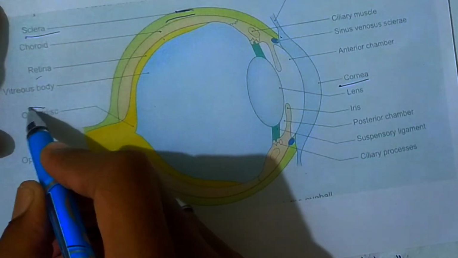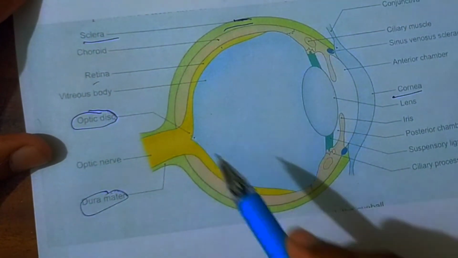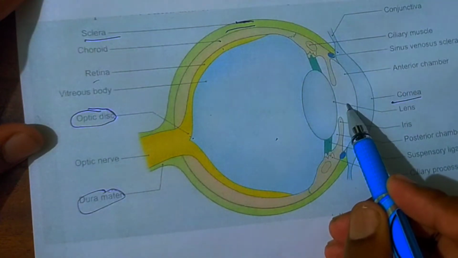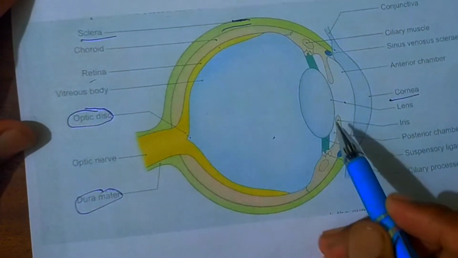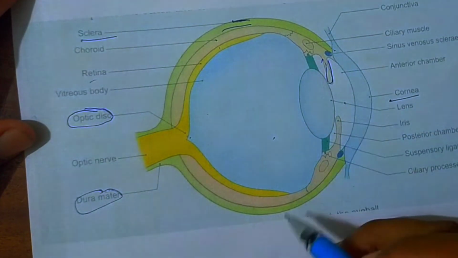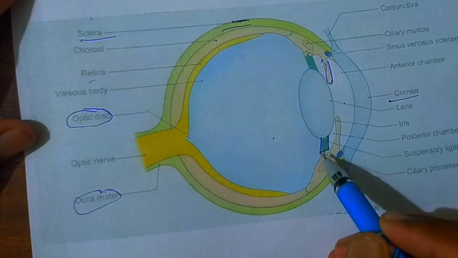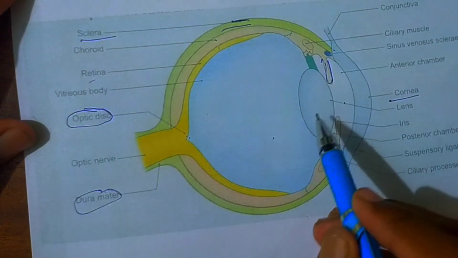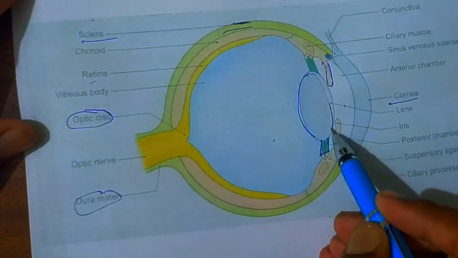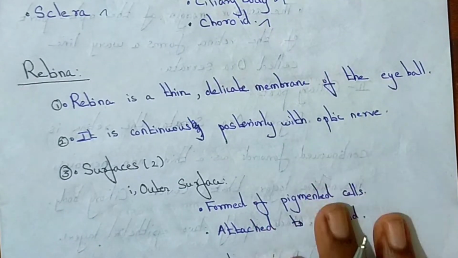This is very important: the optic disc. This place is called the optic disc. And this is the vitreous humor, and this is the aqueous humor. And this extension is called the iris. And this green color is the suspensory ligament, and this oval shaped structure is called the lens. Hope you got it. Now let's see about the retina.